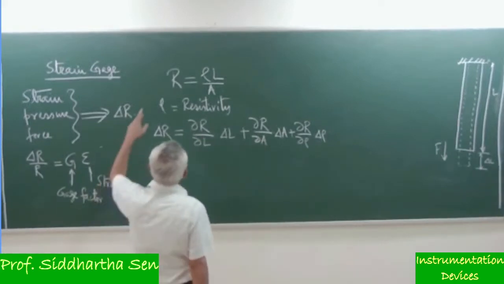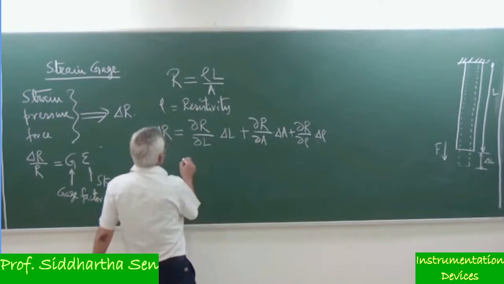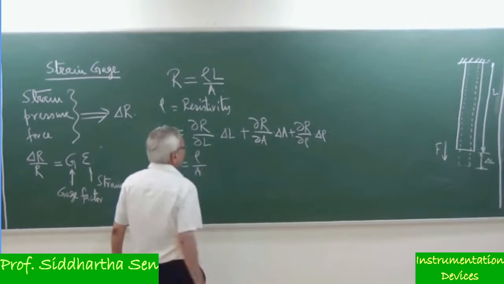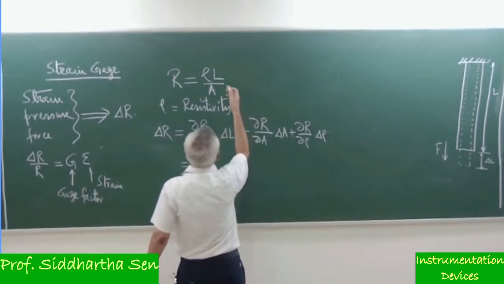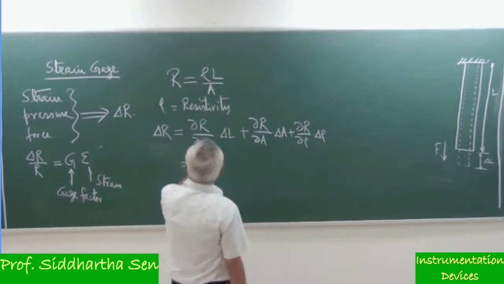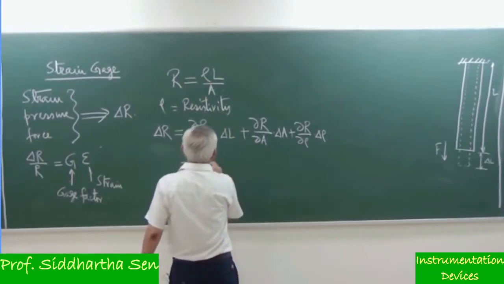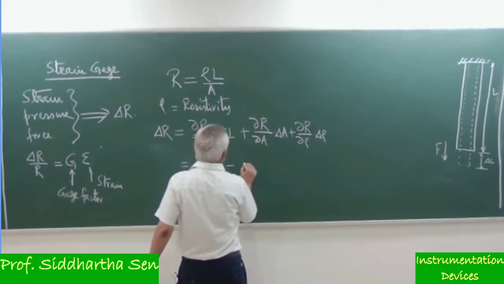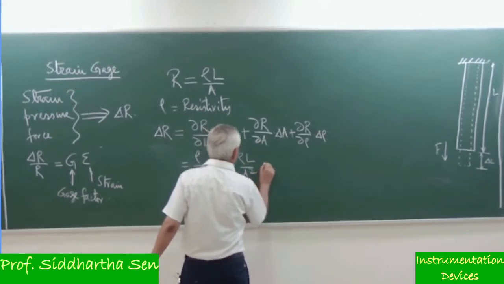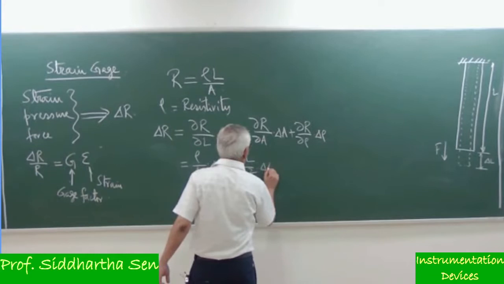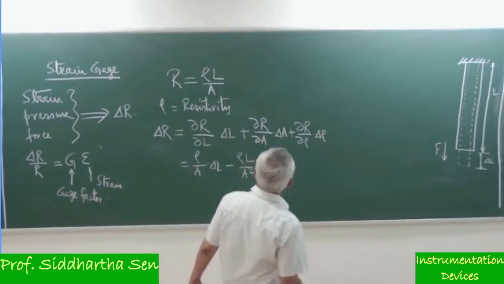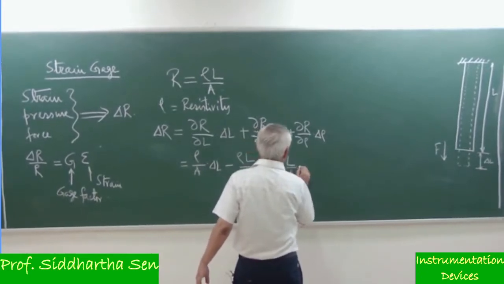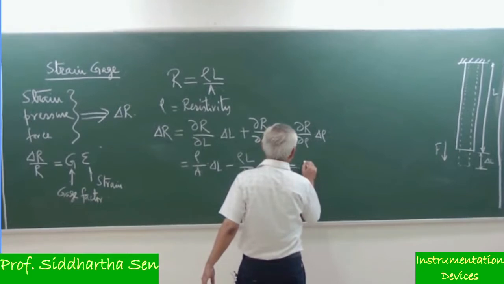From this relationship, what is del R by del L? We know this is simply rho by A. And what is del R by del A? Just take the differentiation: it would be minus rho L divided by A square into delta A. And plus, what is del R by del rho? It is L by A into delta rho.